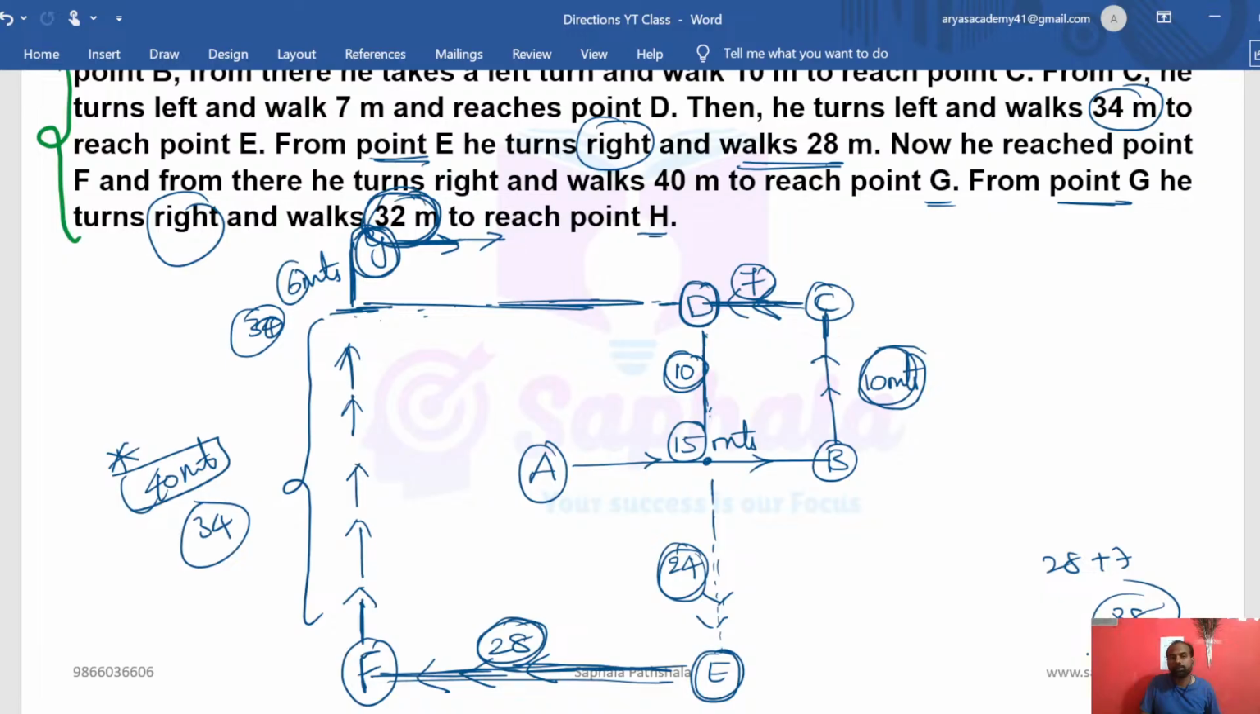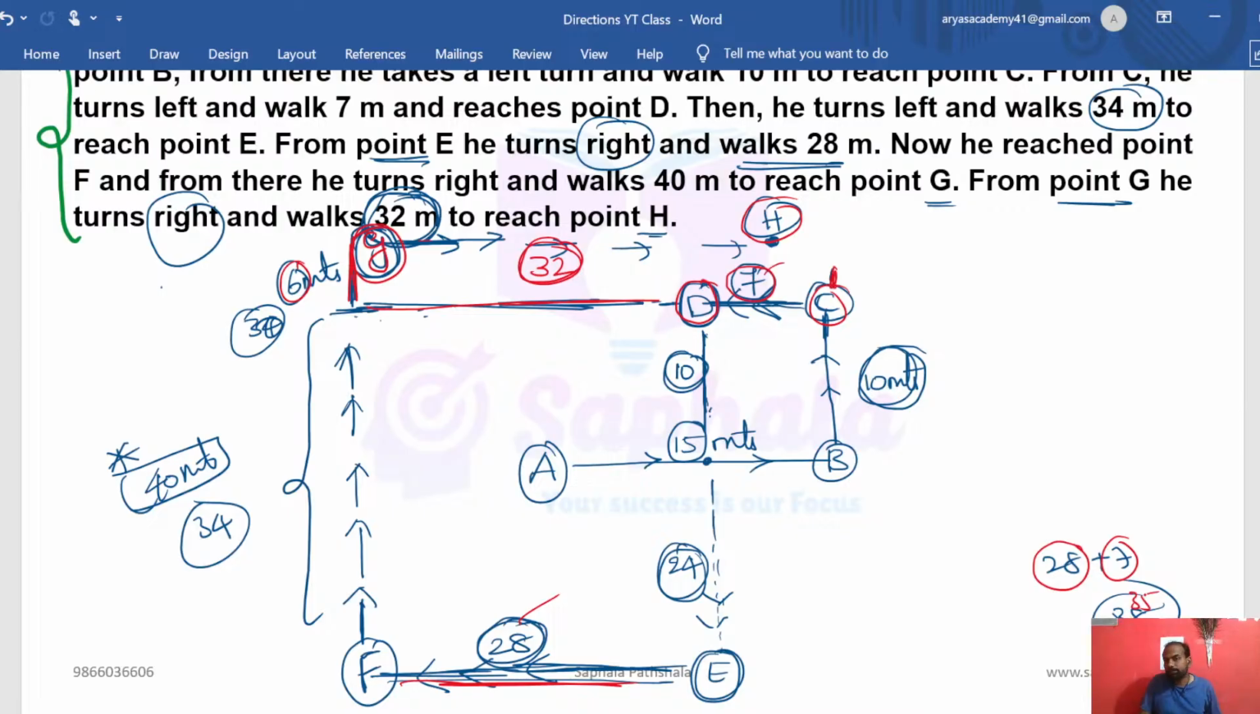I will use another color so that you will not get confused. This distance is 32. Here point G is there, no? From G, this is actually 6, this portion. From G he has travelled for 32 meters to reach point H. But I already explained this 28 and 7. This is 28. Hence, this portion is also 28. But from D to C, the distance is how much? 7. If I add this 28 and this 7 to reach here, it becomes 35.